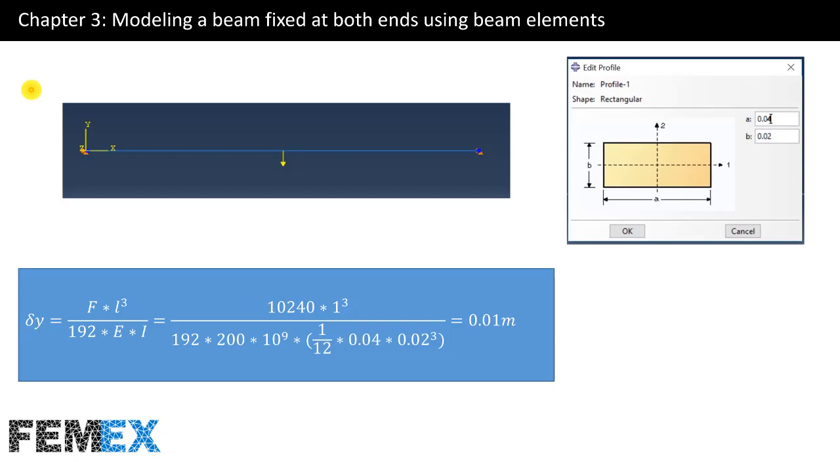Chapter 3 is about modeling a beam fixed at both ends using beam elements. Here you can see the beam fixed at both ends, and at the center we apply a vertical concentrated force, and here you can see its profile. I will do the simulation using Abaqus, and finally I will compare it with the analytical calculations.